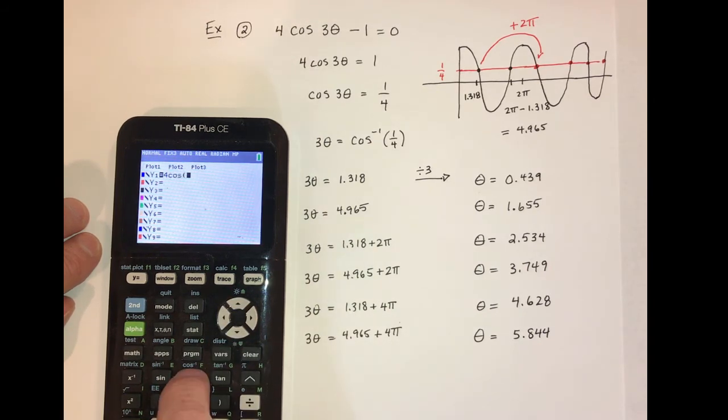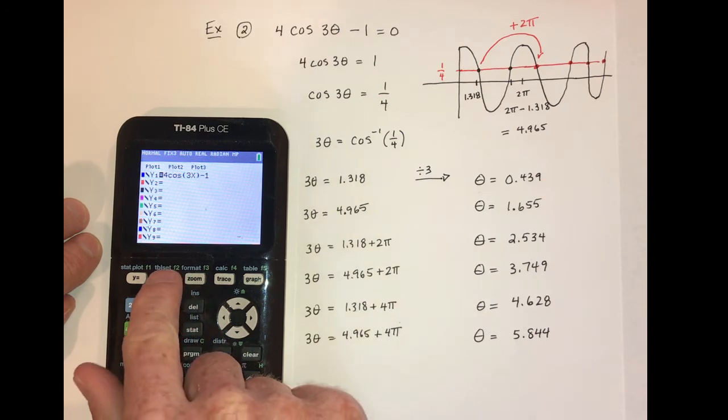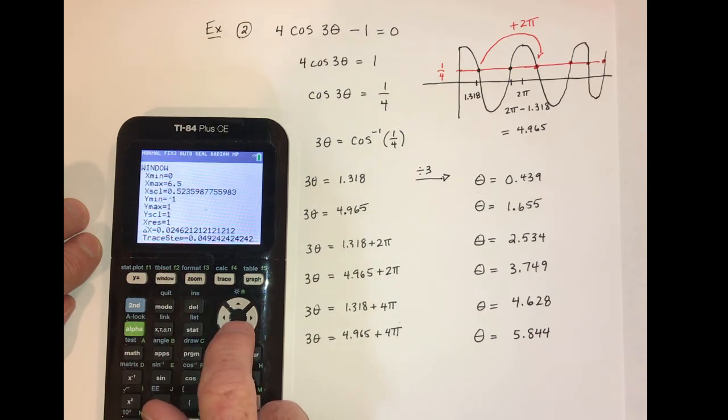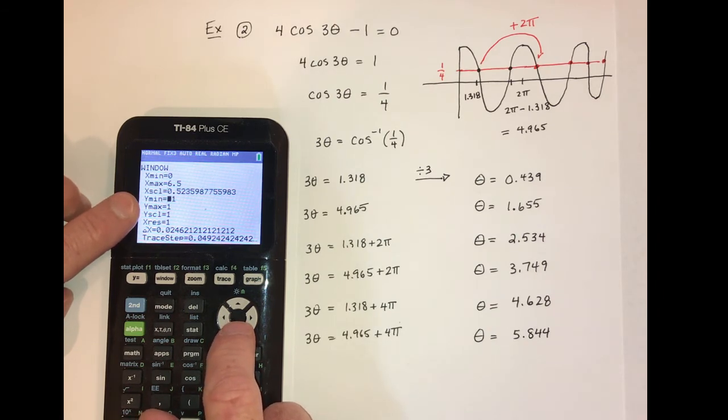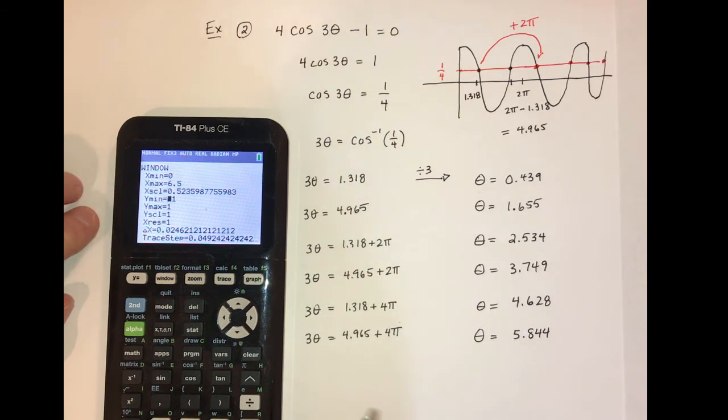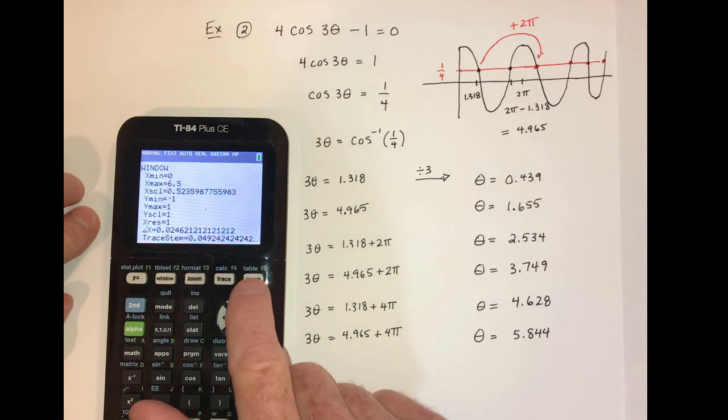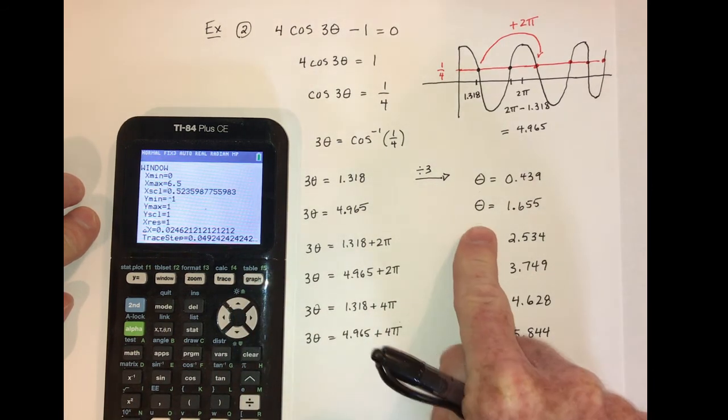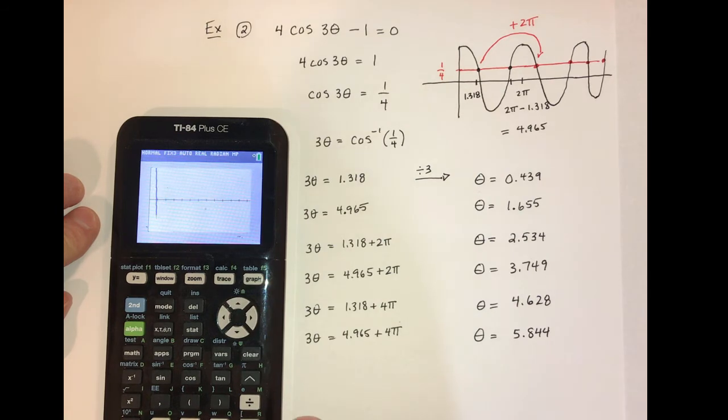So 4 cosine of 3x minus 1, when does that equal 0? So for the window, this is going from 0 to 2 pi. And right now, y between -1 and 1, that's fine because I just need to see where it hits the x-axis. And there should be 6 times. 1, 2, 3, 4, 5, 6.